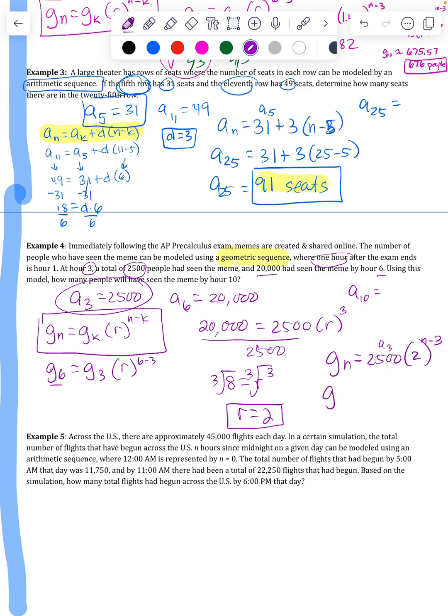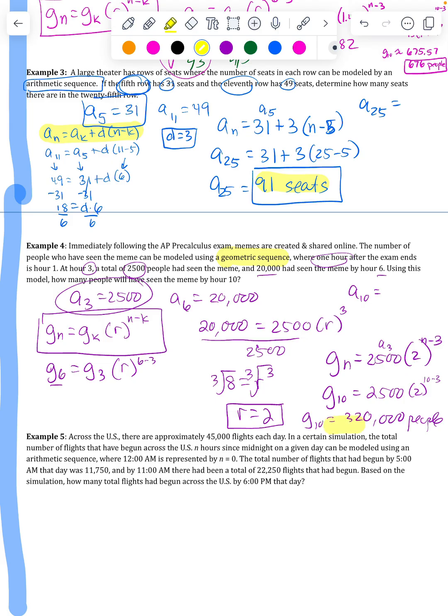So if you want to know the 10th term, I'm going to plug in a 10 right up here, and I'm going to go to my calculator and take 2,500 times, in parentheses, 2 raised to the 7th power. And I am coming up with, at that point, 320,000 people will have seen it.